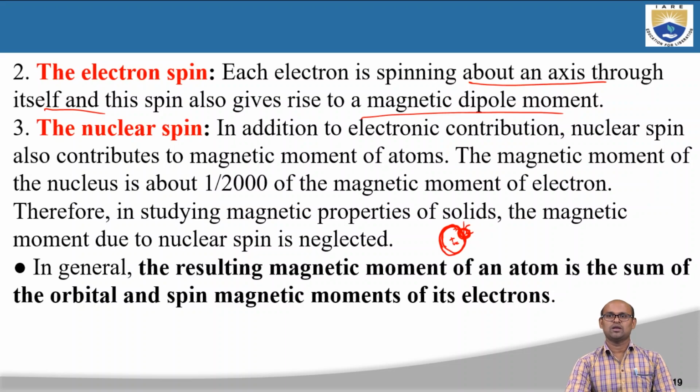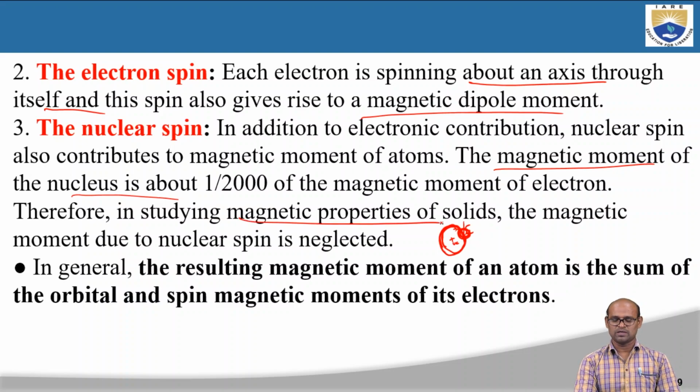In addition to electronic contribution, nuclear spin also contributes to the magnetic moment of atoms. So the magnetic dipole moment is coming not only from electronic contribution, but also from nuclear spin, right? The magnetic moment coming from the nucleus is about 1 by 2000 of the magnetic moment of electron. So it is very small. Generally when we study the magnetic properties of solids, we neglect the magnetic moment coming from nuclear spin because it is very small, 1 by 2000 of the magnetic moment of electron.